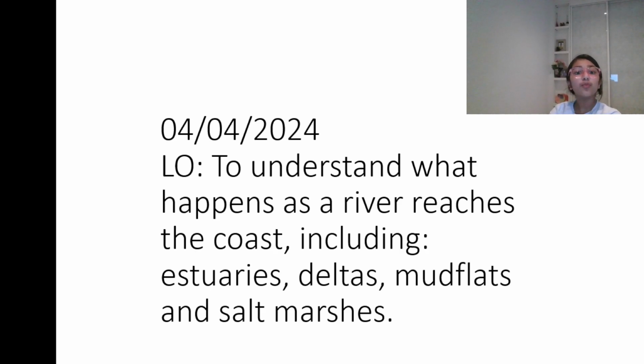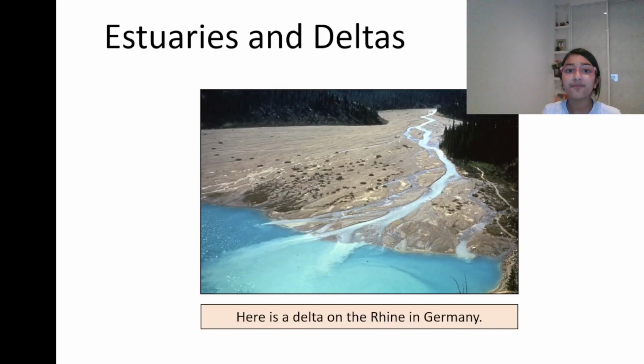Hello. To understand what happens as a river reaches the coast, including estuaries, deltas, mudflats and salt marshes. Don't worry if you don't know any of that, I will teach you.